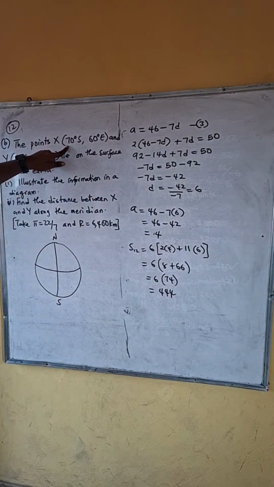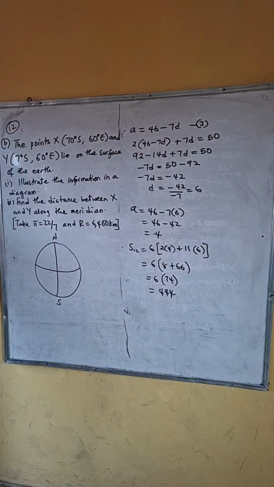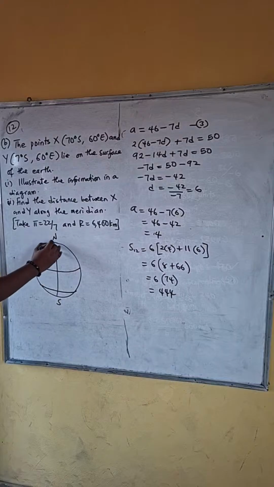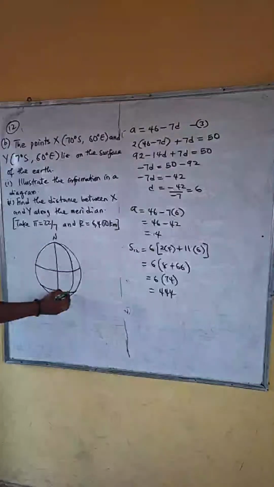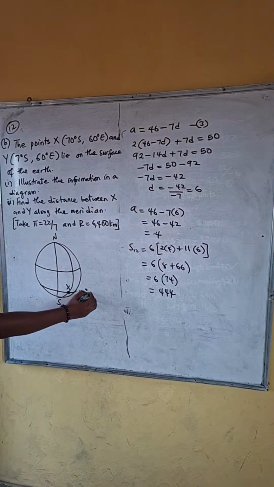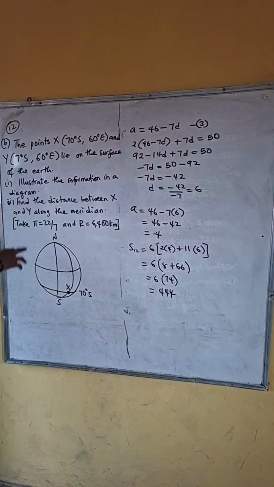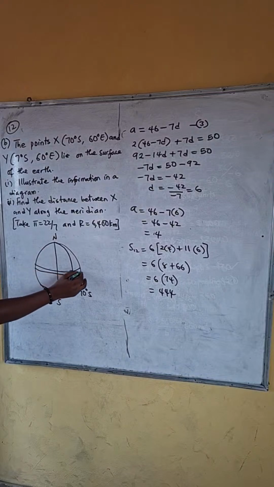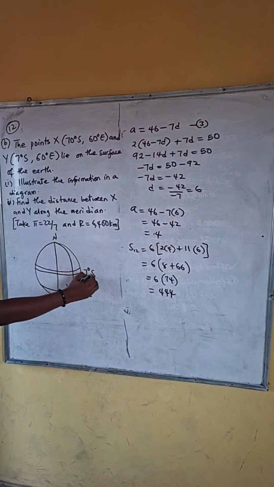X is on 70 degrees south. So 70 degrees south is closer to the bottom here. That's here. And 60 degrees east, that's on the right. So somewhere here, this is your X, right? This place now is 70 degrees south. And Y is 7 degrees south. So they're on the same hemisphere. 7 degrees, however, is higher up. Somewhere here. 7 degrees south.